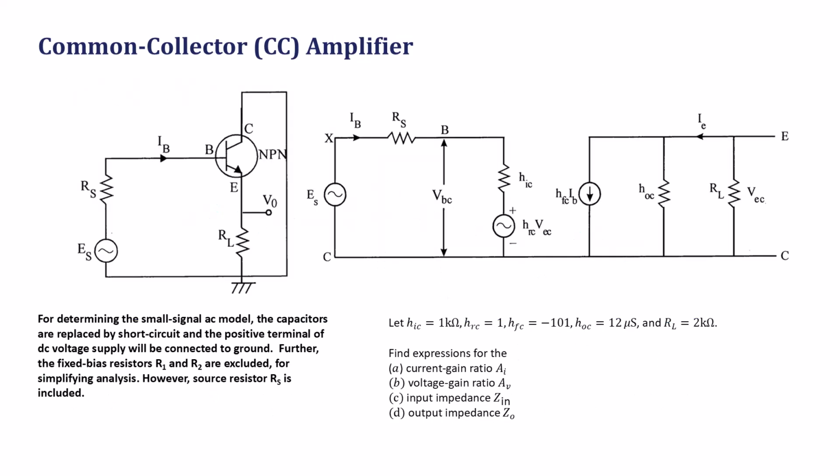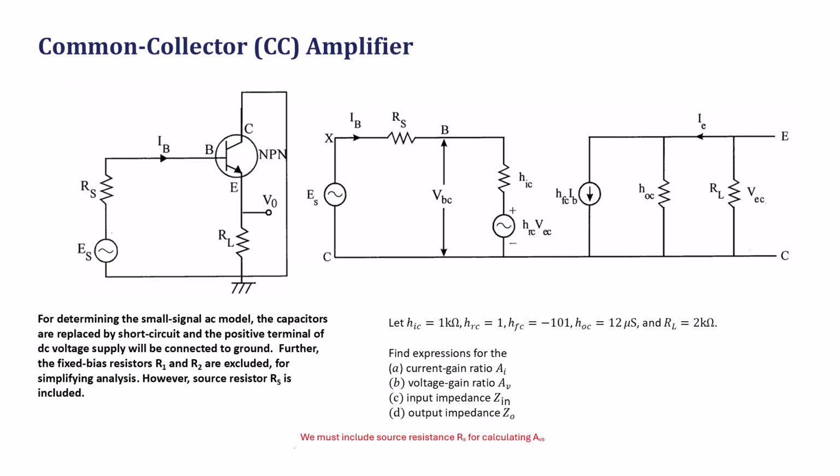To find the small signal AC model, we replace every capacitor with a short circuit, and we connect the positive terminal of the DC supply to ground. To keep the analysis simple, we are going to exclude the fixed bias resistors R1 and R2, but we will keep the source resistor Rs since it does affect our results.